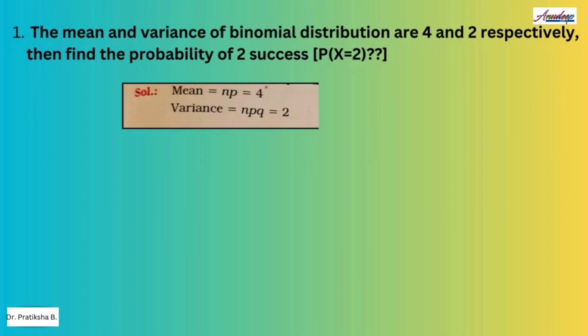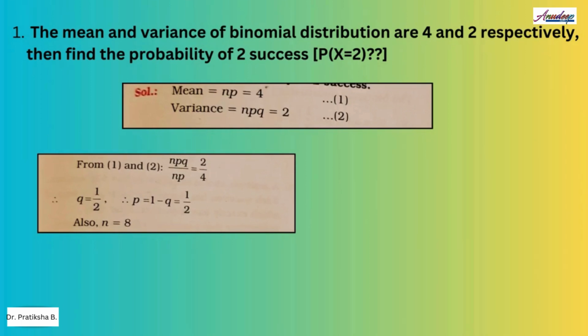We just discussed the formula for mean, that is np, which is equal to 4 in this case, and variance is npq, which is 2 in this case. Calling these equations 1 and 2, if I take the ratio of 2 upon 1, np gets cancelled off and I get the value of q. So q is 1 by 2, and p is 1 minus q, that is 1 minus half, giving half. Since np is equal to 4, we get n equal to 8.